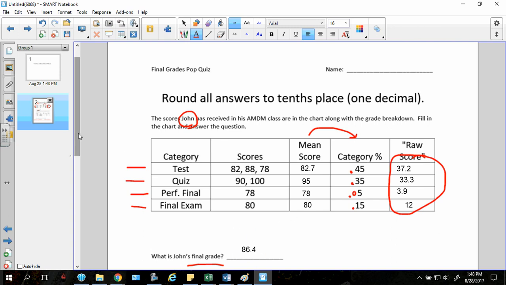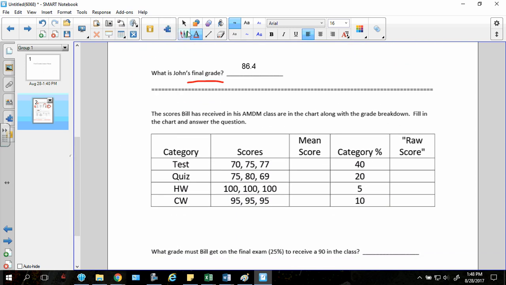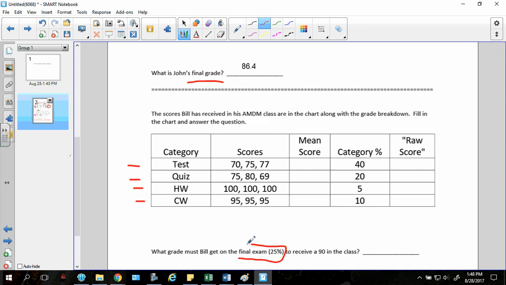Pretty simple. Now the next thing we're going to do is figure out what Bill must get. So we have Bill, and now we have his test, quiz, homework, and classwork, but now his final exam, because he wants to make a 90 in the class, and he hasn't taken the final exam yet. So we've got to figure out what grade he must get on the final exam in order to get a 90. Again, same thing: figure out all your mean scores.